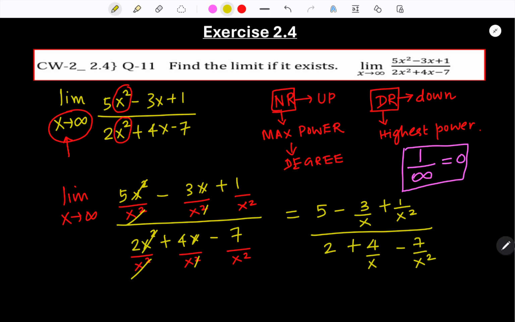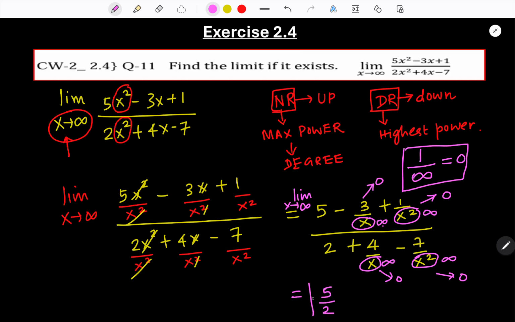In this step, we put limit x tends to infinity. When x goes to infinity, infinity comes in each of these denominators. So this becomes 0, this becomes 0, this becomes 0, and this becomes 0. The answer is 5 divided by 2. This is the limit of the function.